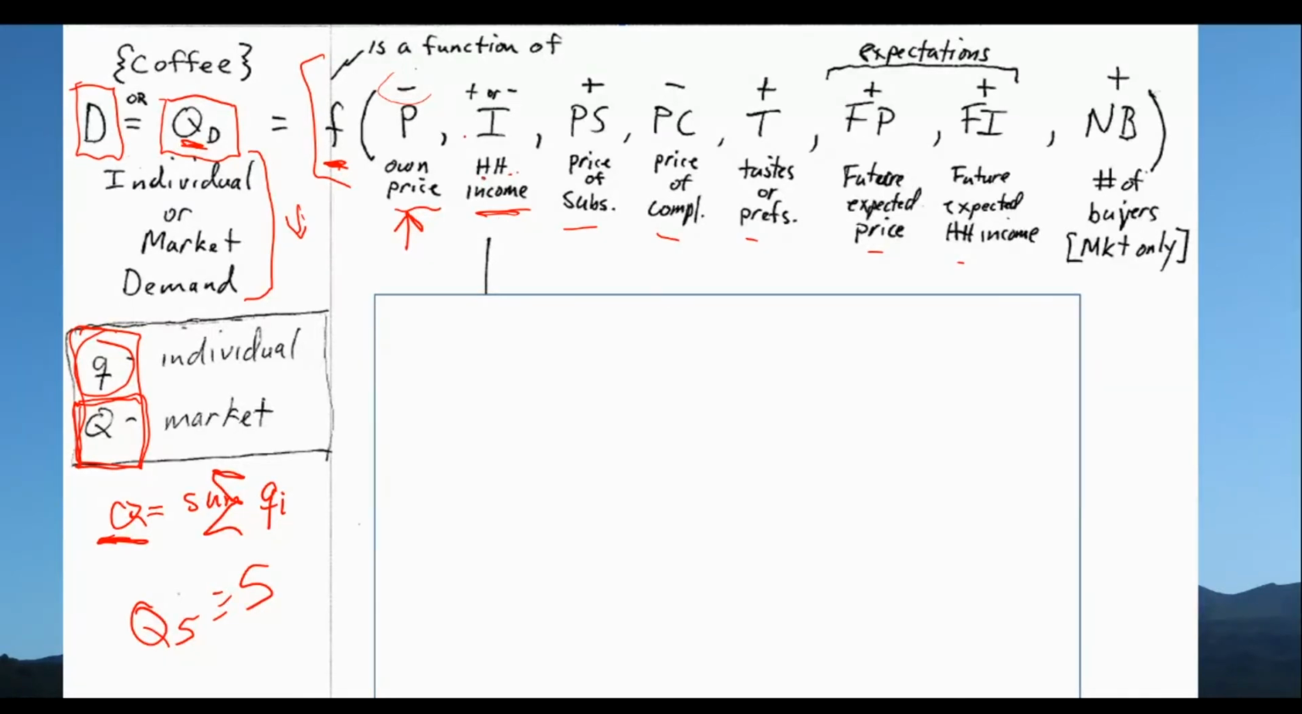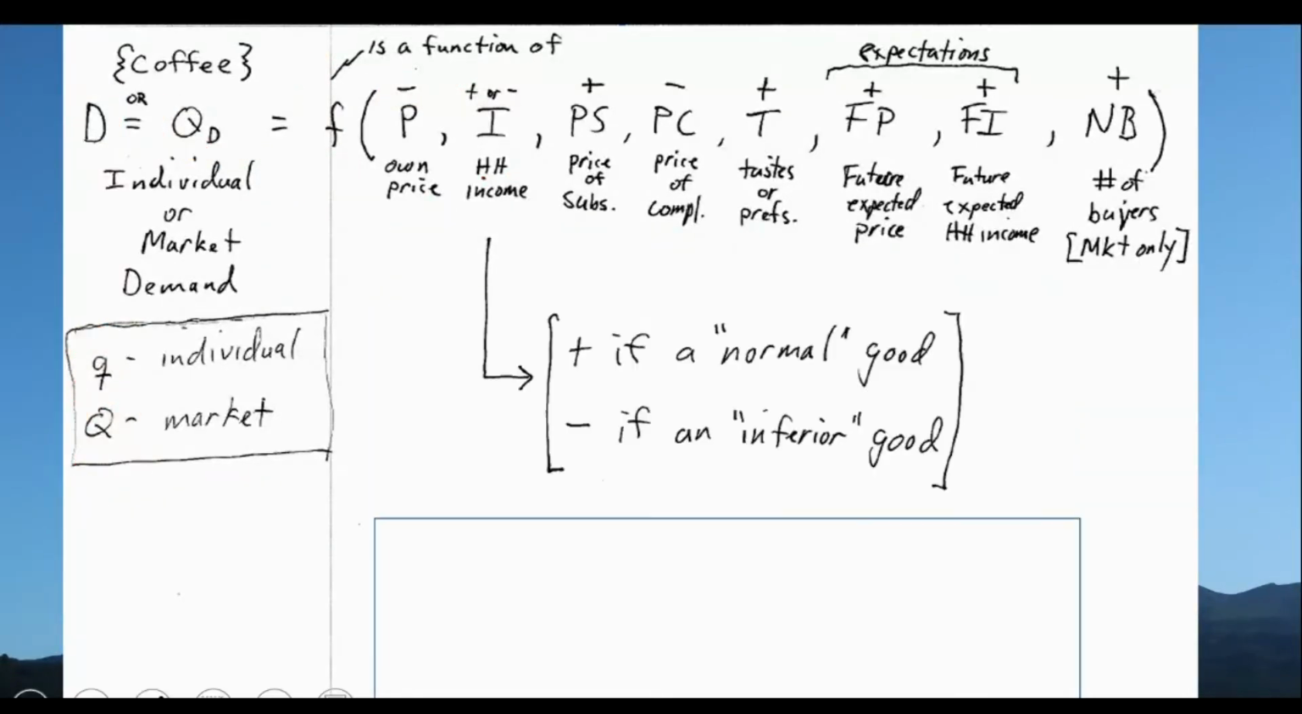Household income, I, could have a positive or negative relationship for the product itself. And let me talk a little bit about this particular distinction. If the term has a positive relationship, like I said before, we're going to call that a normal good. So if when the household's income increases, people go out and buy more of the product because they have more money, well, that's normal. It's a typical situation we expect to find.